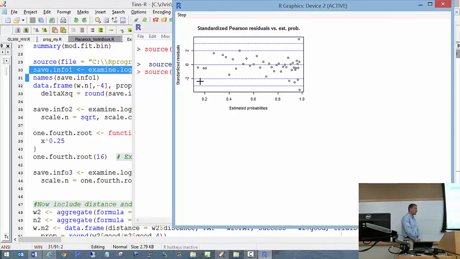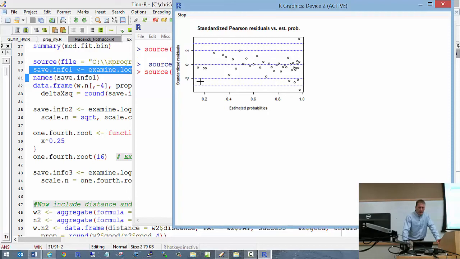Okay, so as I said, there's going to be 4 plots produced. You only see one plot right now. It's the standardized Pearson residuals versus the estimated probabilities. Note that you have blue lines on there drawn at plus or minus 2 and 3 to help you identify potential outliers. Remember we've talked about how even if I have a value that's outside that range, it doesn't necessarily mean that it's something to be concerned about, because our distributional approximations often don't work.